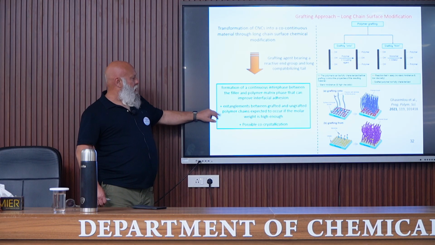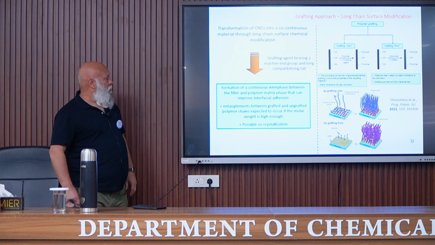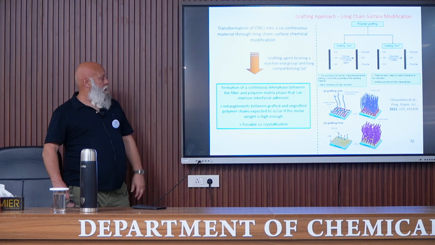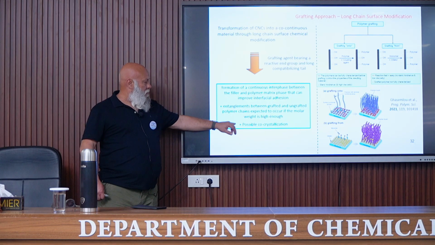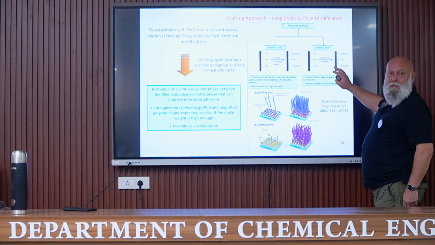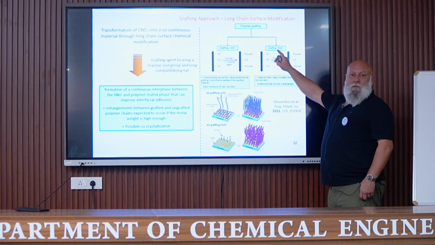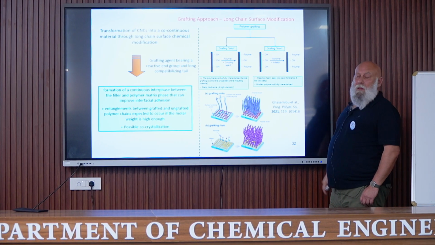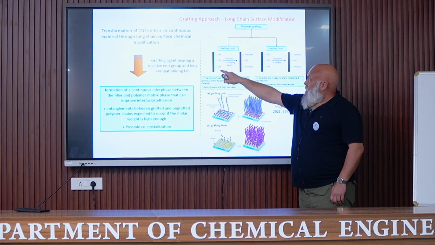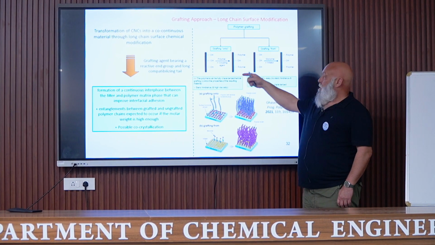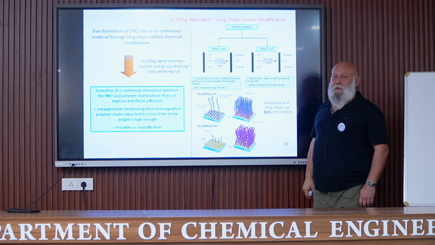In addition, we can have some entanglements between the grafted and ungrafted polymer chains, if the molecular weight is high enough, of course, that can even improve the mechanical properties, and we can have a co-crystallization. We already discussed this briefly. These are the two strategies for polymer grafting: grafting onto and grafting from. In grafting onto, the nanoparticles are mixed with a polymer and a coupling agent, and the polymer is grafted on the surface of the nanoparticle.